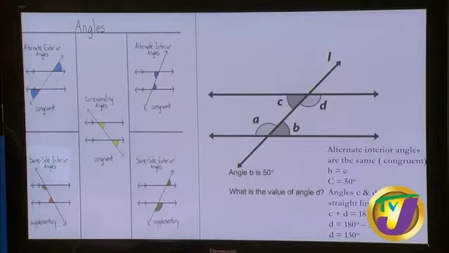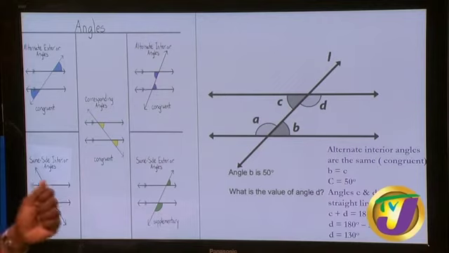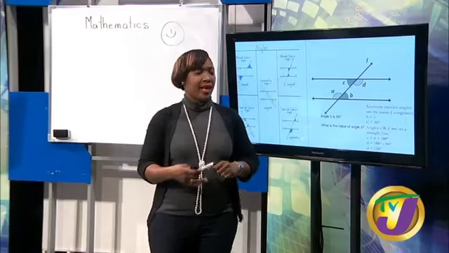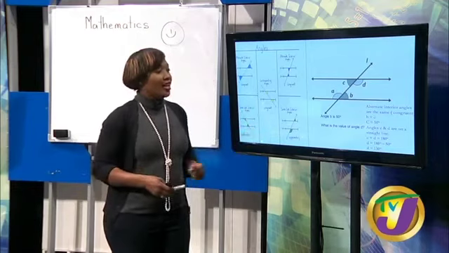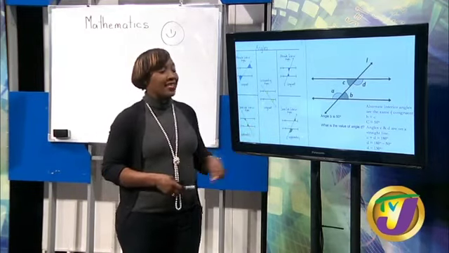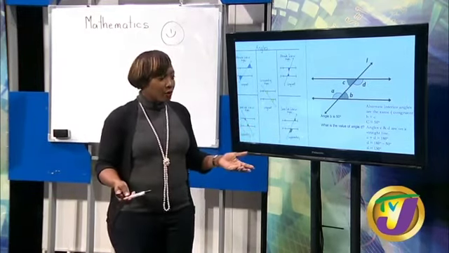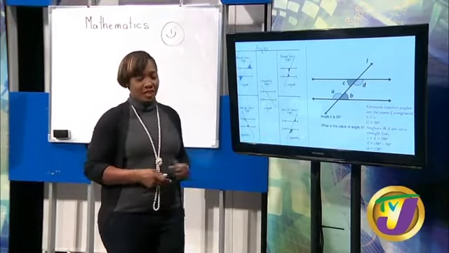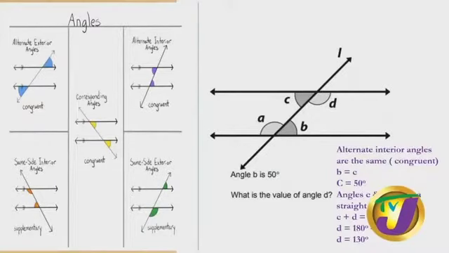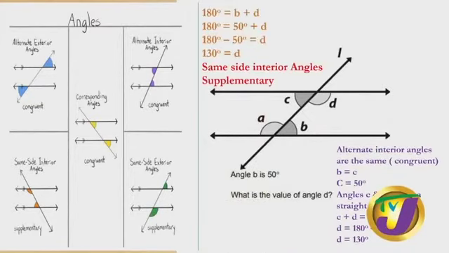Now, another thing that you should know is that angles on a straight line add up to 180 degrees. That means C plus D will give you 180. So if you added two things and got something, if you take away one, it must give the other one. So let's look. 180 subtracting the 50 degrees that you already know will give us the value for D, which is 130 degrees.